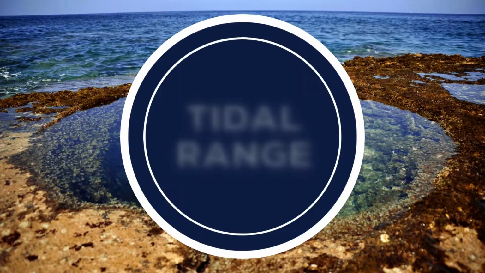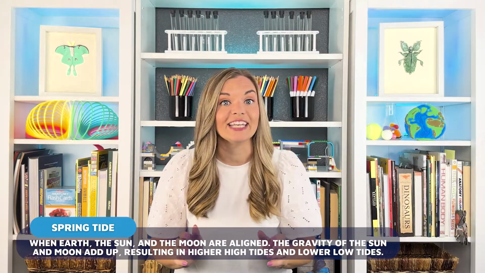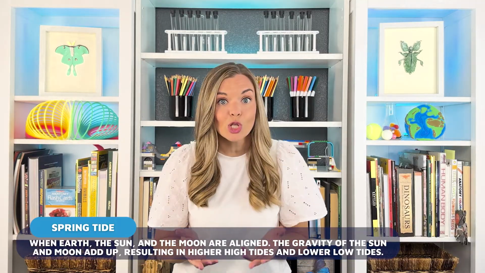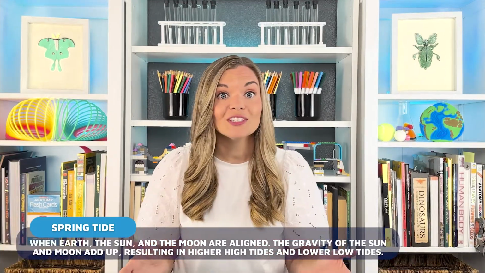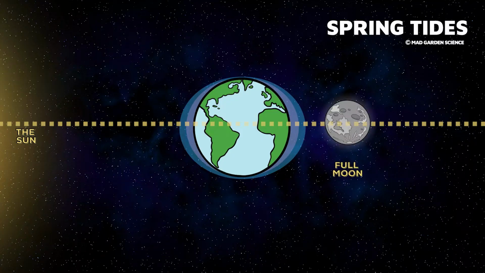How the sun affects the tides depends on its arrangement with the Earth and the moon. When the Earth, the sun, and the moon are all lined up, the gravity of the moon and the sun add up, resulting in higher high tides and lower low tides, called spring tides. This happens when the moon is either on the same side of the Earth as the sun, new moon, or directly on the opposite side of Earth, full moon.